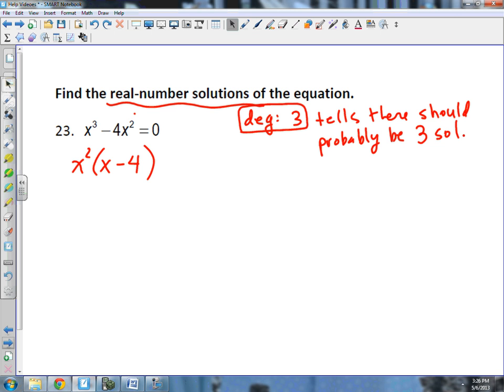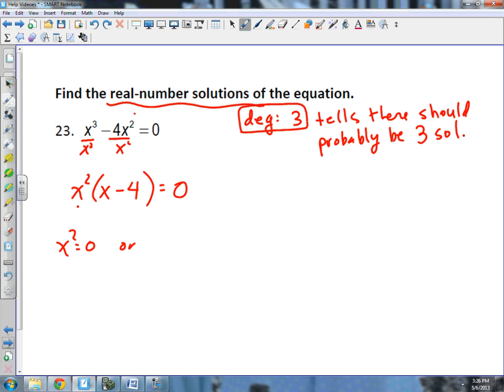Okay, when I take a GCF out, just to show you what I did, you divide each of these by that GCF. All right, you pull it out front. X to the third divided by x squared is x. Negative 4x squared divided by x squared is negative 4. So now my zero products property says either x squared equals 0 or x minus 4 equals 0. So now at this point I square root.